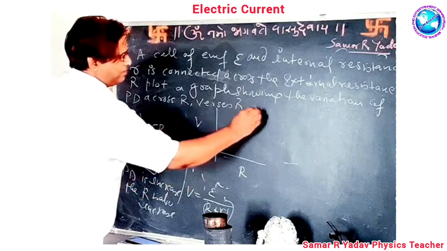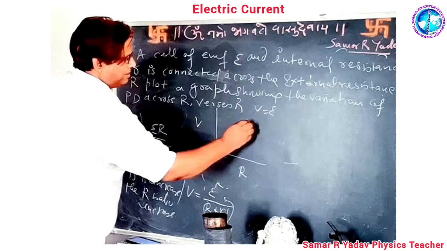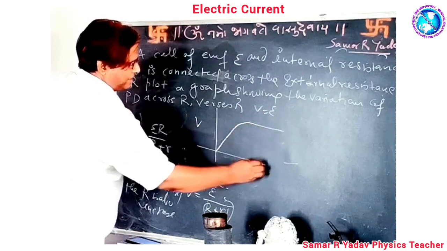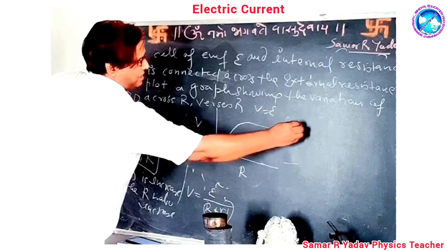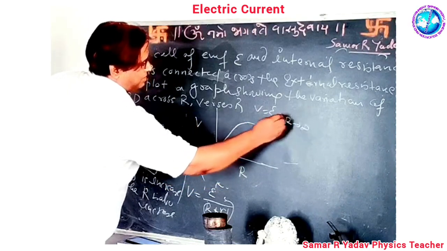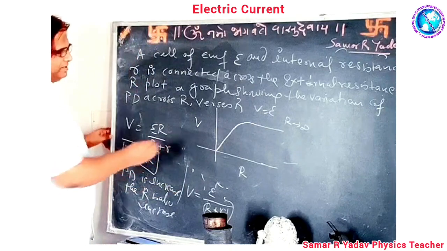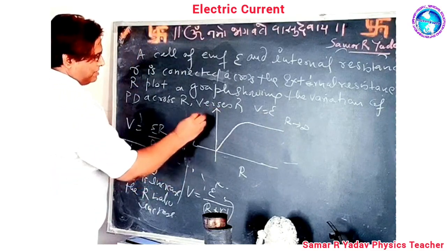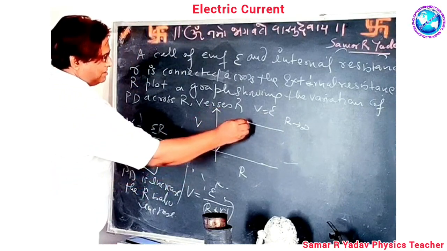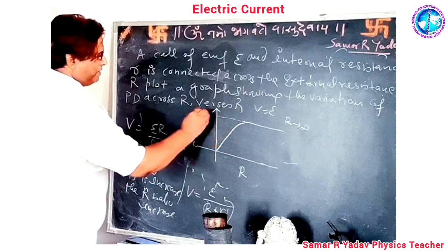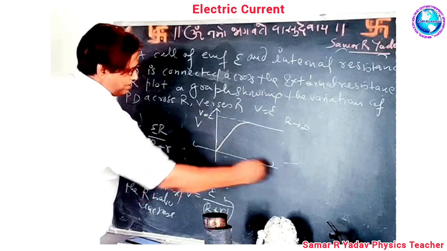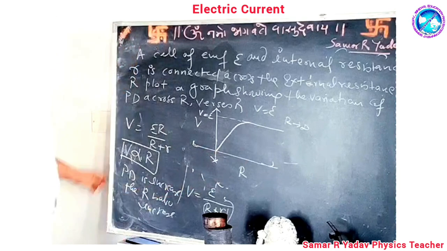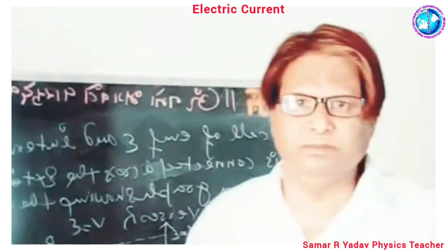But when V is equal to E, then we get a straight line graph, and we can say that in this portion, R is equal to infinity. So this is the graph, that is, this line will be when V is equal to E. So this is to understand this numerical.